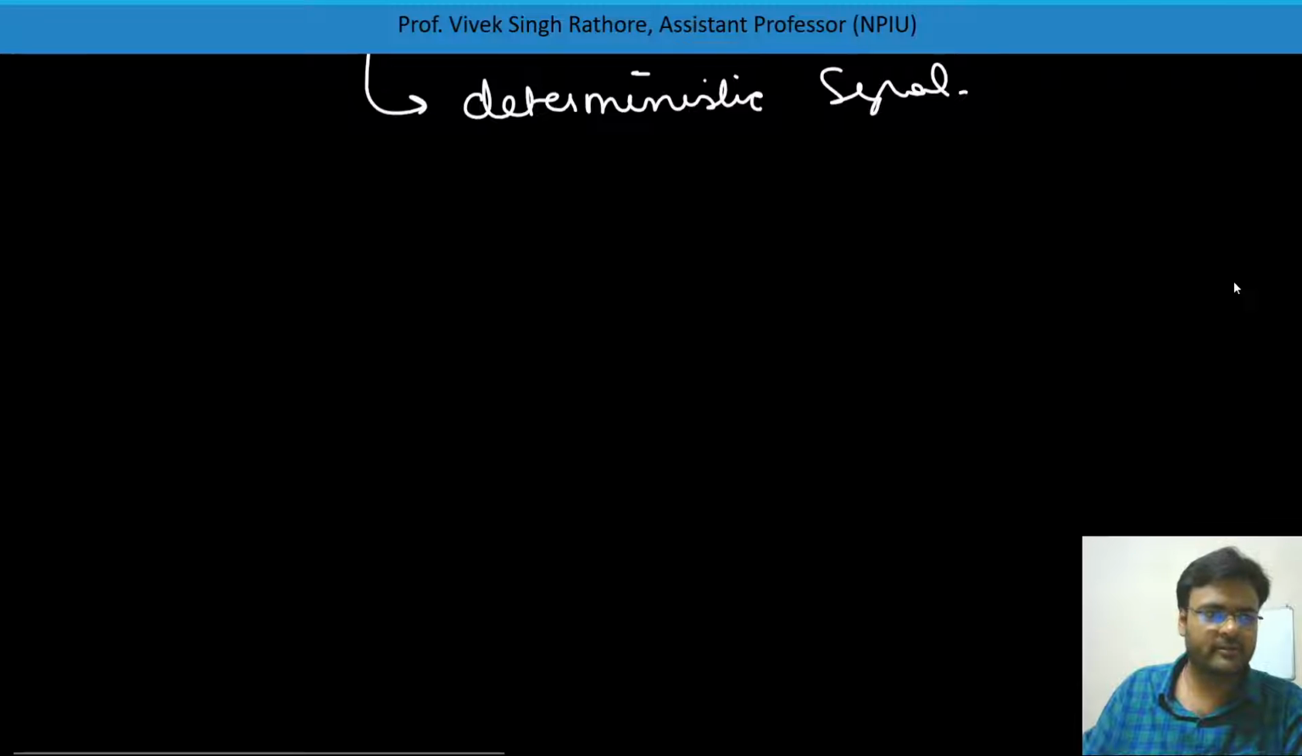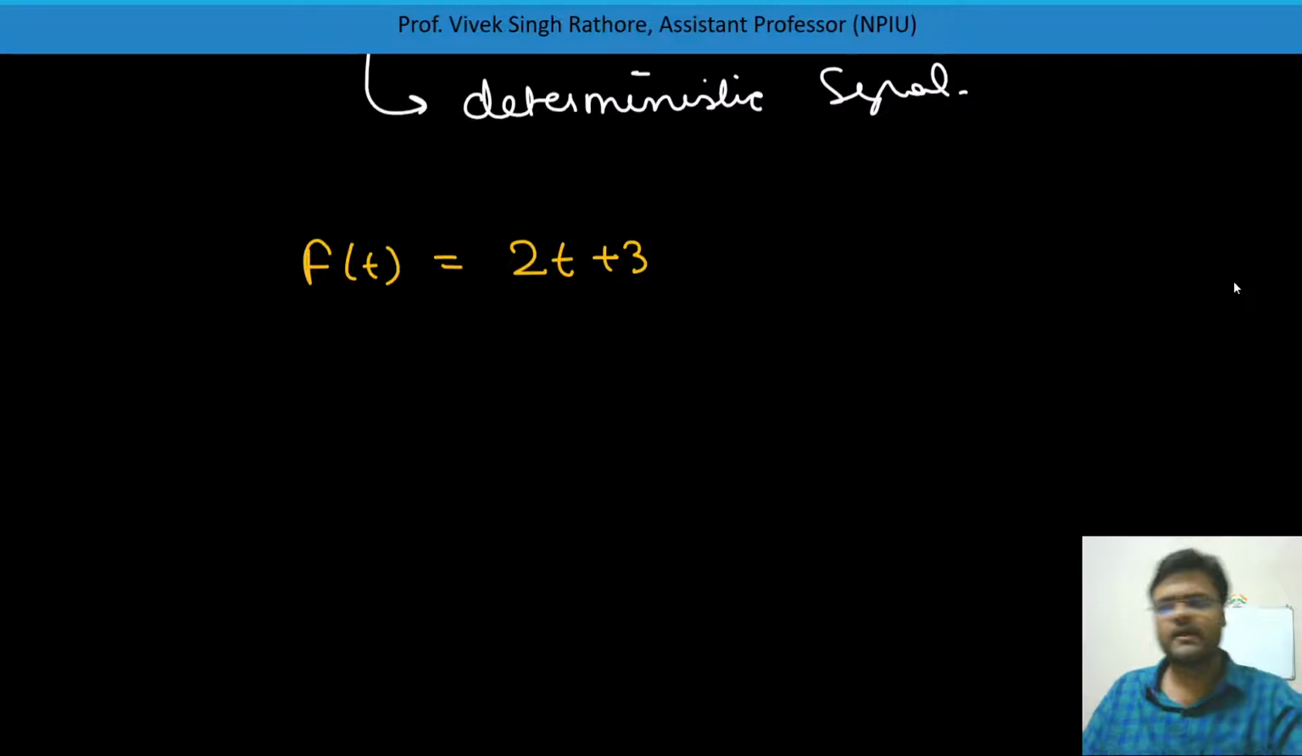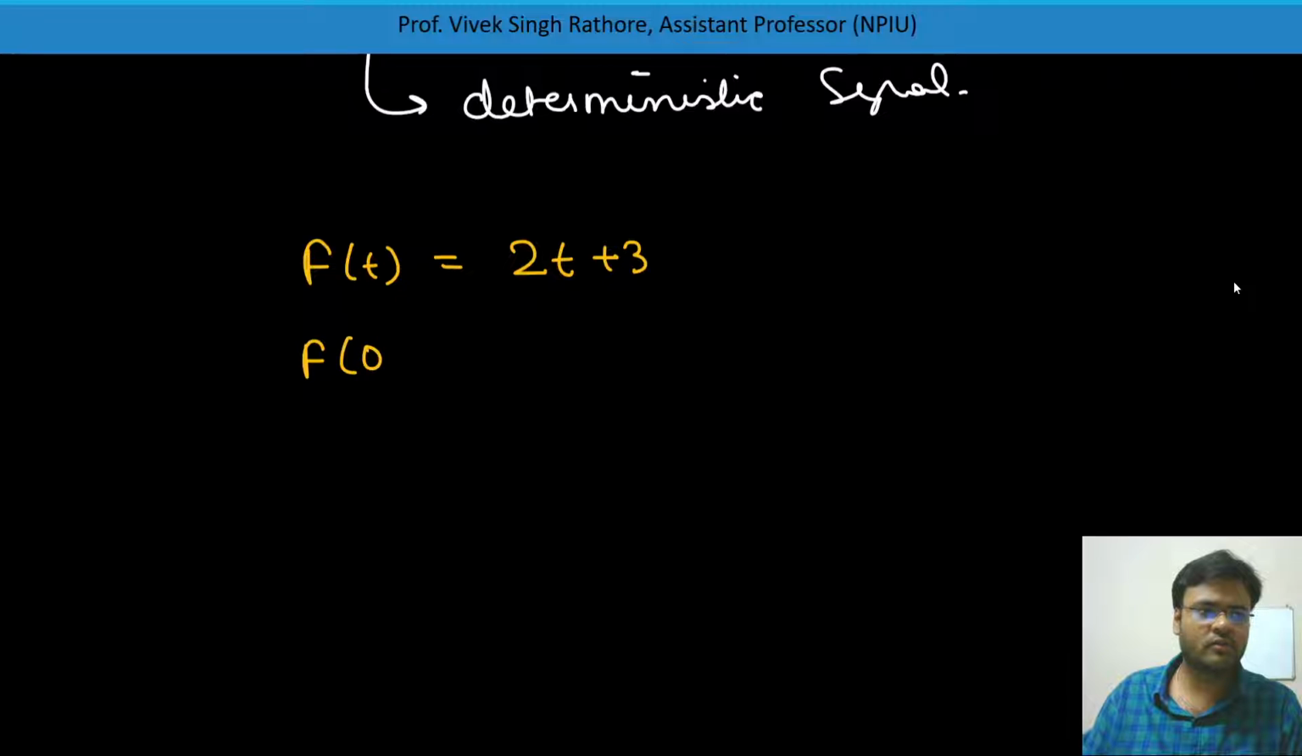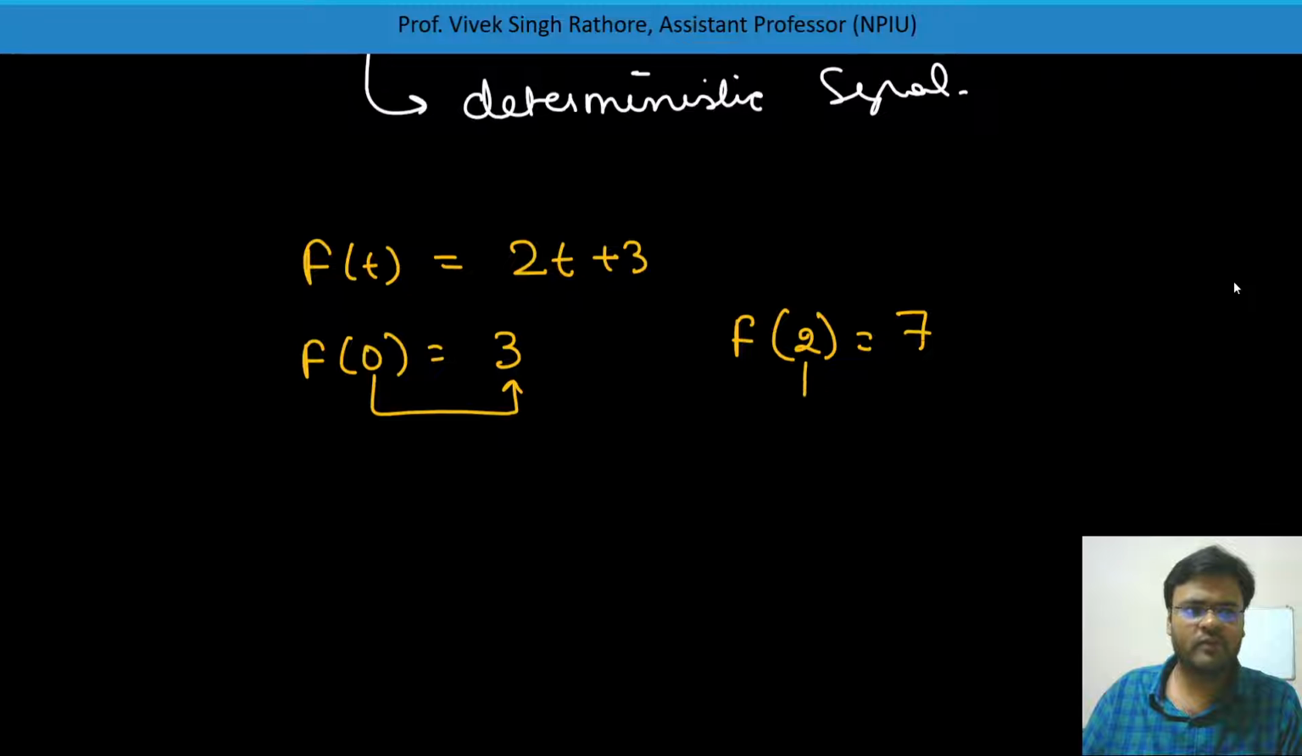We'll take some example like f(t) is given. Let's suppose 2t plus 3 is given. So 2t plus 3, if you calculate for t equal to 0, you'll get 2 into 0 plus 3 equal to 3. So some value is given at t equal to 0, we know. Let's suppose f of 2 we need, so we'll take 2 into 2, 4 plus 3, 7. So some values are given, means at any time instant you can predict what value will come.